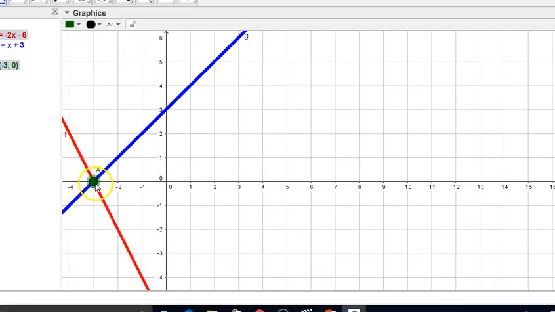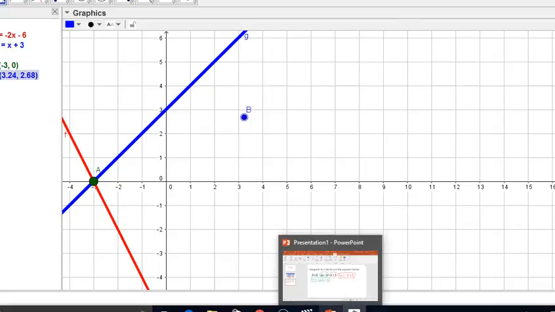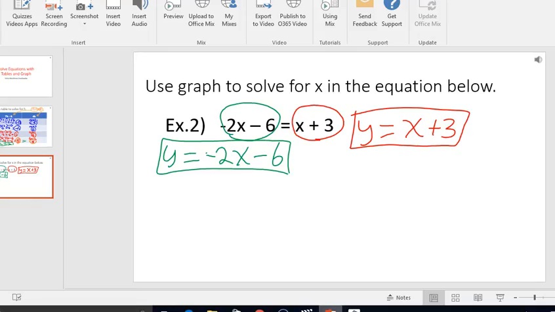The ordered pair is negative 3, 0. We care only about what x is. We don't really need y. We need y to graph it, but in the original equation we only have x. So what we care about is the x coordinate at this point. Therefore, x equals negative 3.